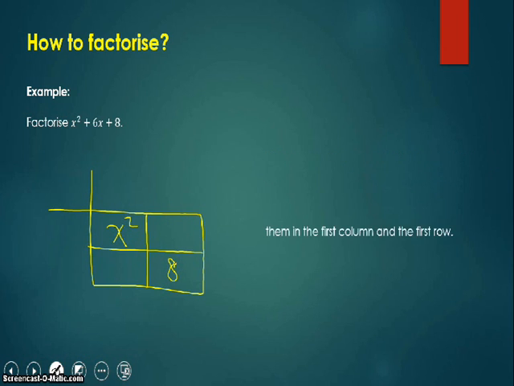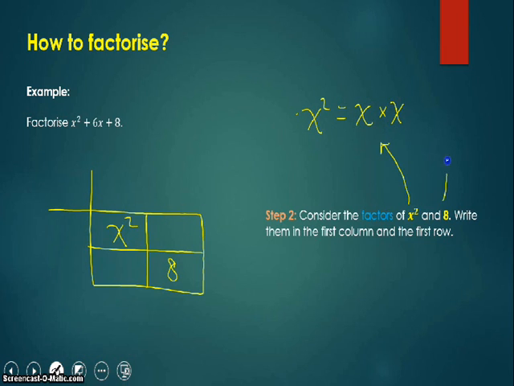Step 2. Consider the factors of x squared and 8. So how am I going to consider the factors of x squared and 8? X squared has one factor, which is x and x. As for 8, I can leave it as 1 times 8, or I can say this 2 times 4. So I have two pairs, or rather two sets of factors.